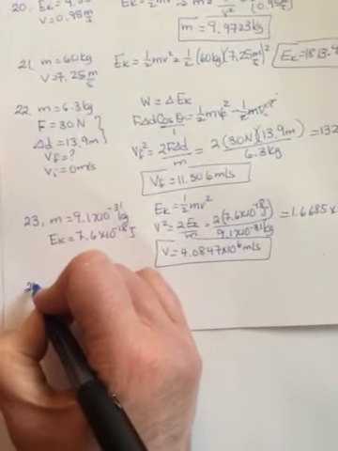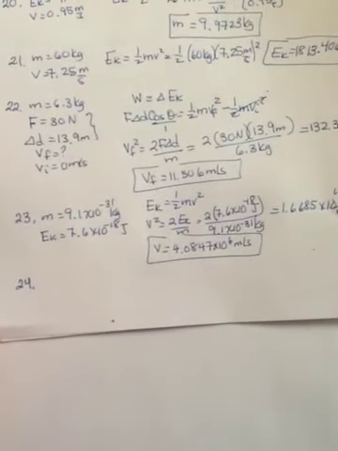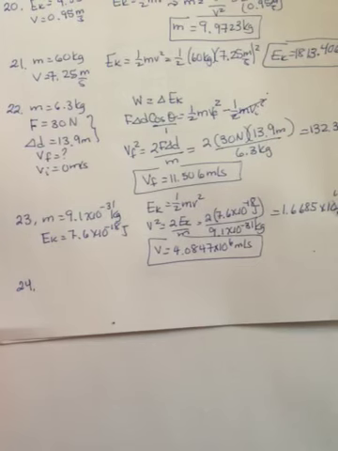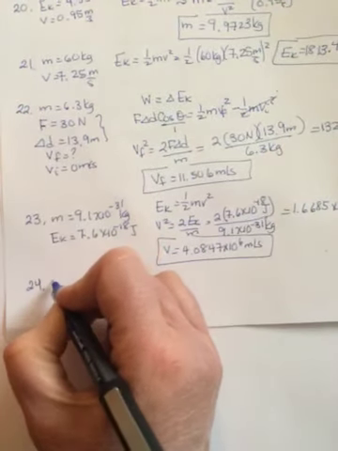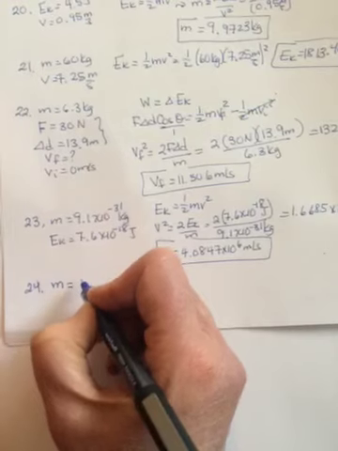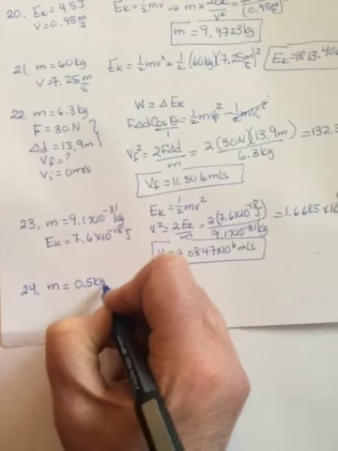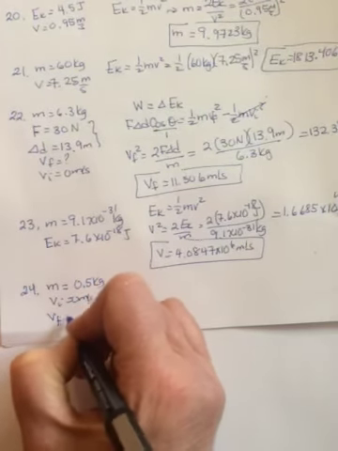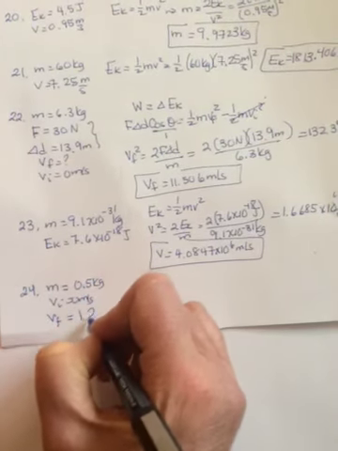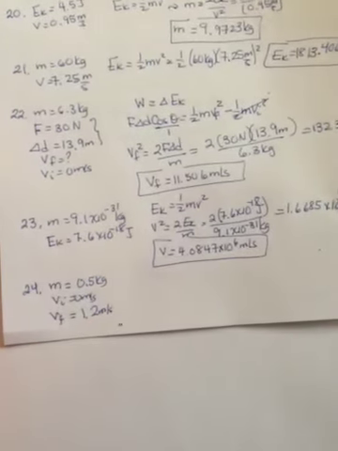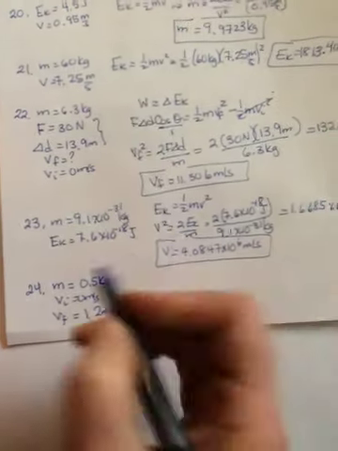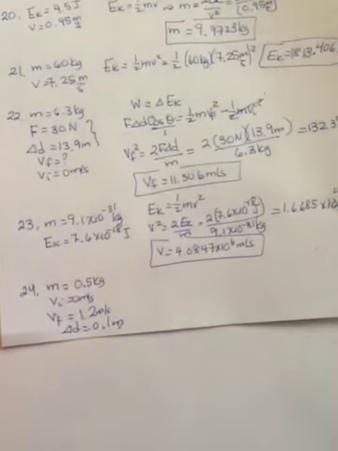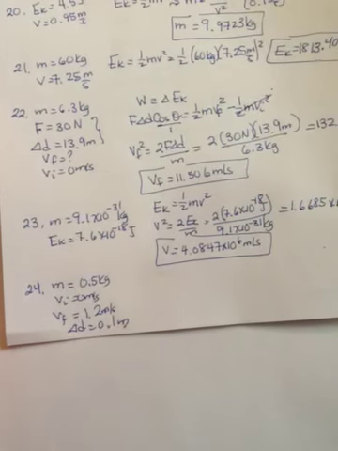Number 24 says, a small cart with a mass of 500 grams is accelerated uniformly from rest to a velocity of 1.2 meters per second. So our mass here is 0.5 of a kilogram, vi is 0, and vf, it said, was 1.2 meters per second. And it says it's doing this over a distance of 0.1 meters. So delta D is 0.1 meter. And it wants to know the force.